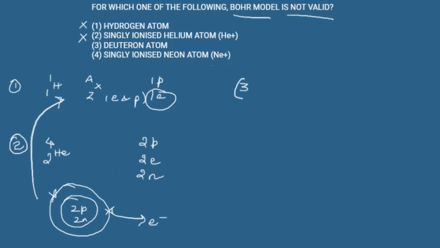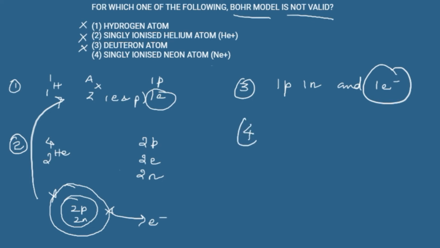If we go to option number 3, that is the deuteron atom. Deuteron is an isotope of hydrogen, and it contains one proton, one neutron and one electron. We know that for a single electron system, Bohr's model is very successful. So this option is also wrong. The fourth option is the correct answer, and we'll check why.